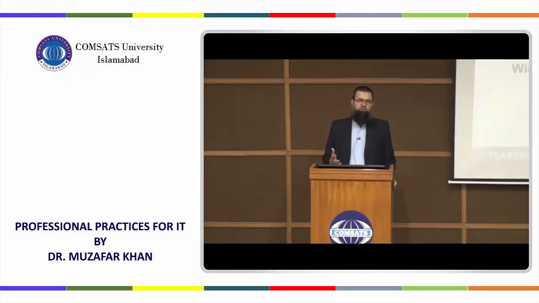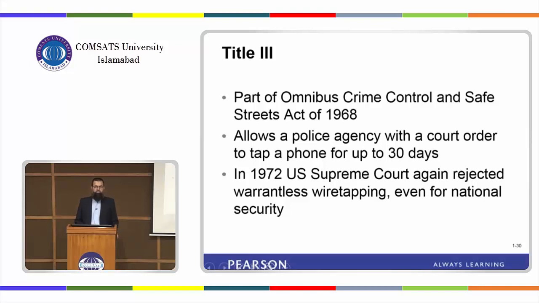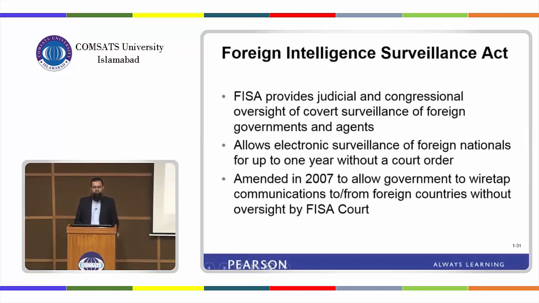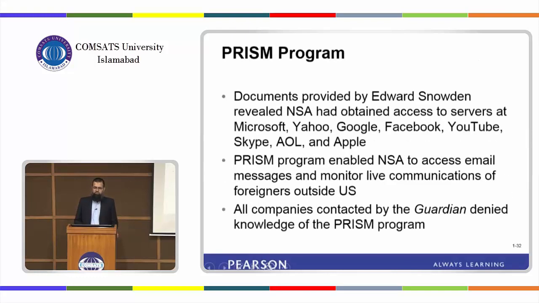In our last lecture, we were discussing the US legislation that allows their intelligence agencies to do wiretapping. We discussed Title III, that was in the 60s, then the Foreign Intelligence Surveillance Act, then the PRISM program. That program was disclosed in recent times, showing that the US security and intelligence agencies are using the servers of big companies like Microsoft, Google, Yahoo to get access to the data of the users of these companies. So it seems like there is in fact no privacy.